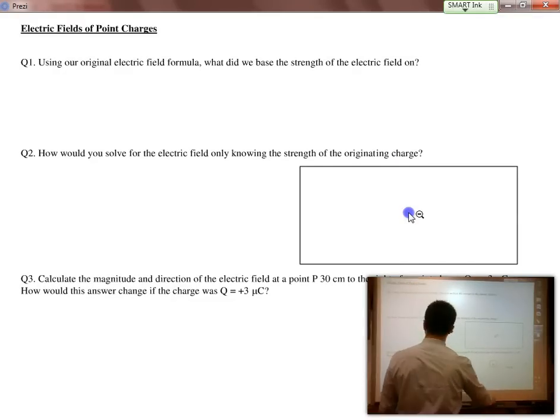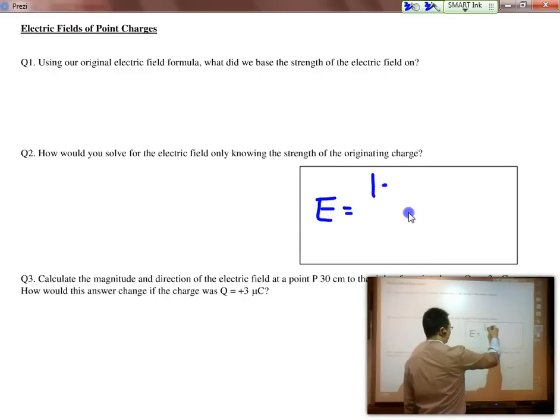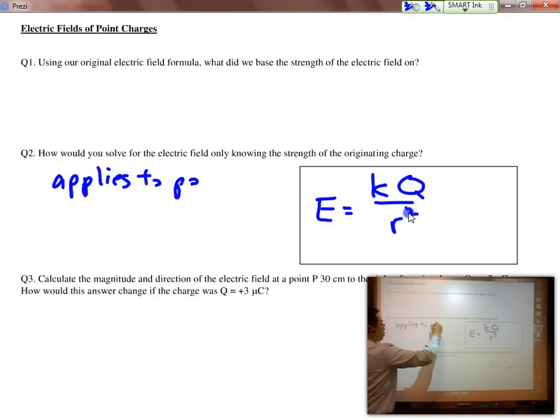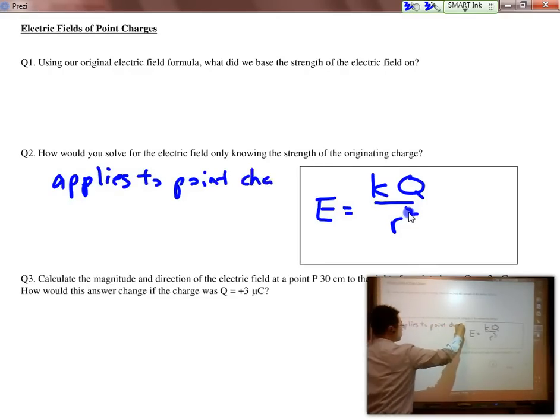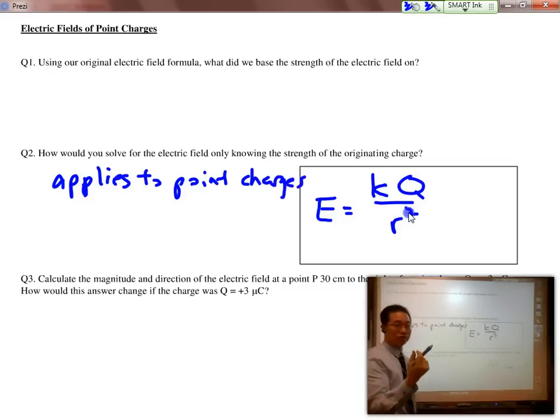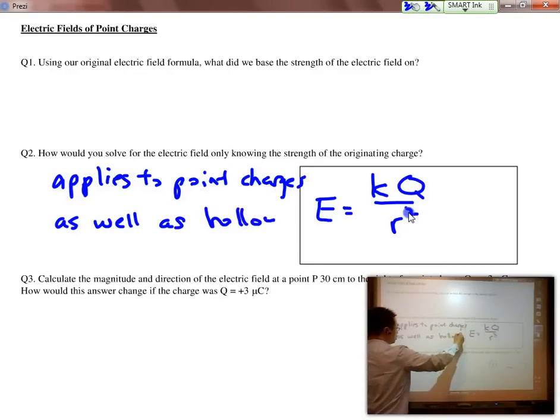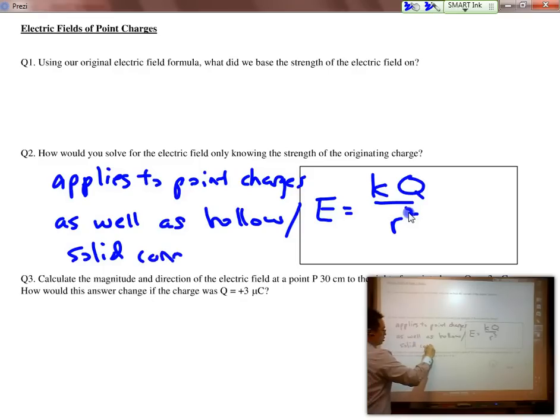So in this case over here, if I want to solve for the strength of electric field, E is equal to K Q over R squared. Okay, and this applies to point charges, meaning single tiny points, but as well as hollow or solid conductors.